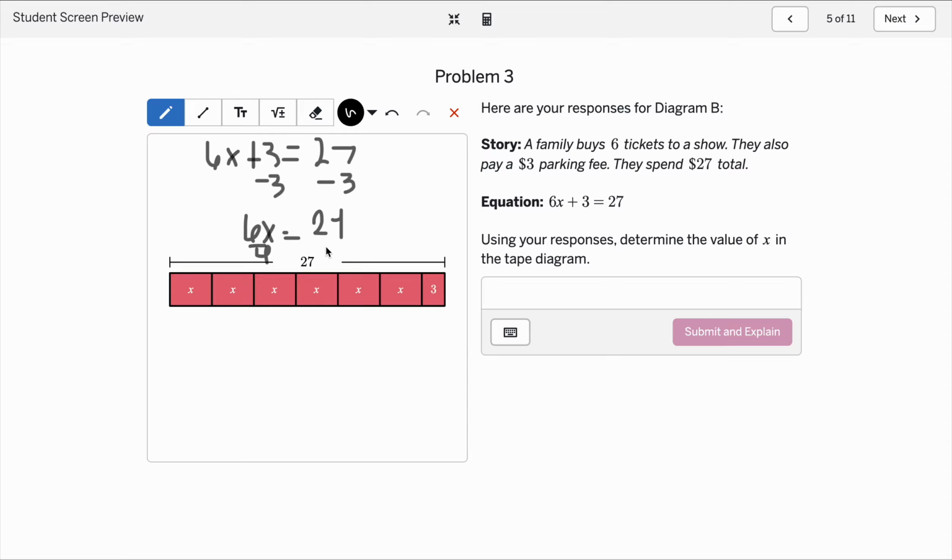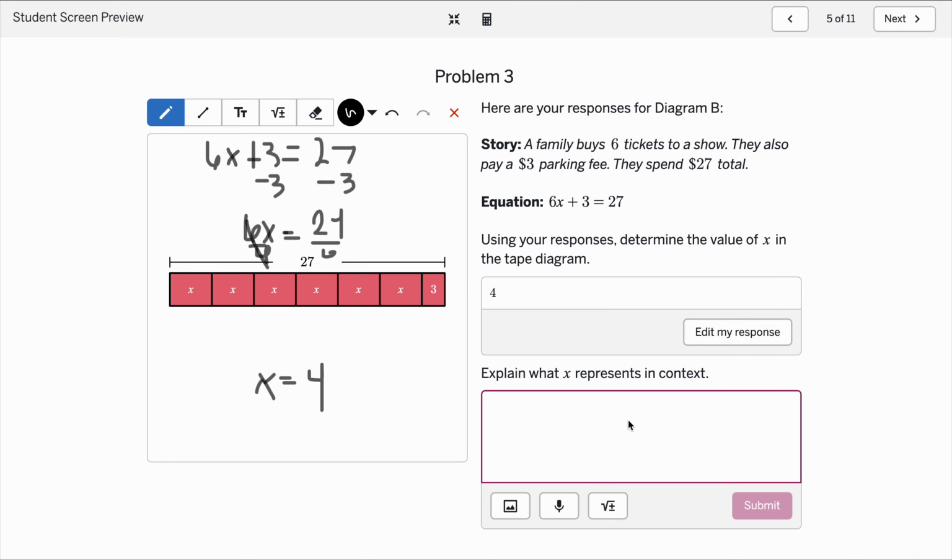Divide by 6 on both sides because I'm using the opposite operation, or the inverse operation. In this case, 6x is multiplied, so I have to divide to get x by itself. So x equals 24 divided by 6, which is 4. So x is 4. And I explain that.